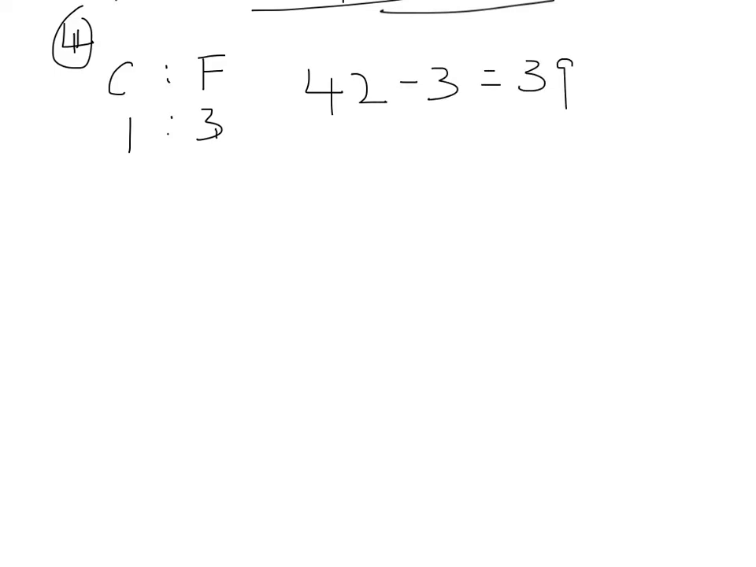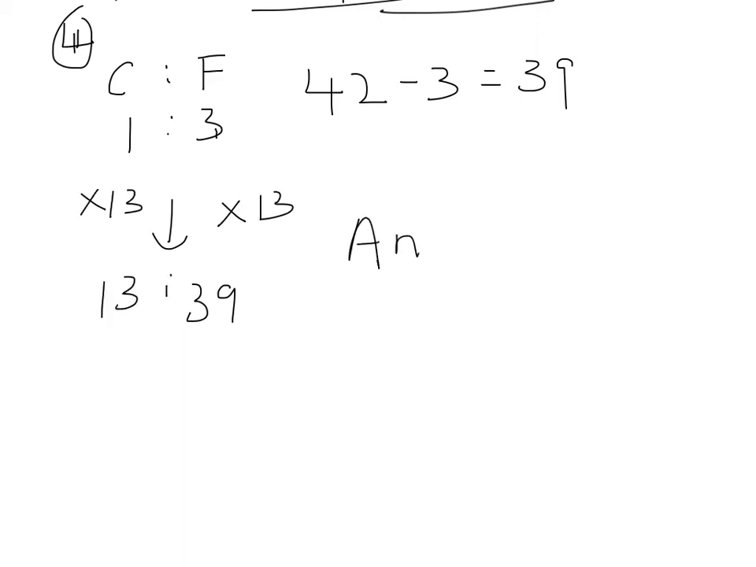Question 4. The ratio of Colin's age to his father's age is 1:3. So Colin is to father 1:3. The father will be 42 years old in 3 years' time. So 42 minus 3 is 39. The father currently is 39. So for the father to become 39, we must times 13. So Colin times 13. 13 is to 39. So for now, the answer, Colin is 13 years old.